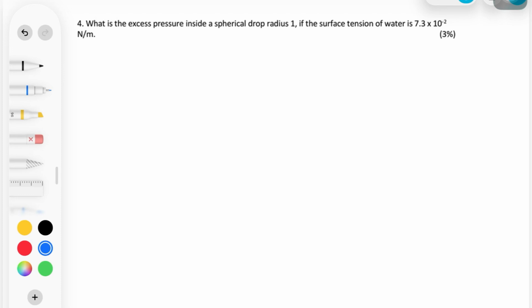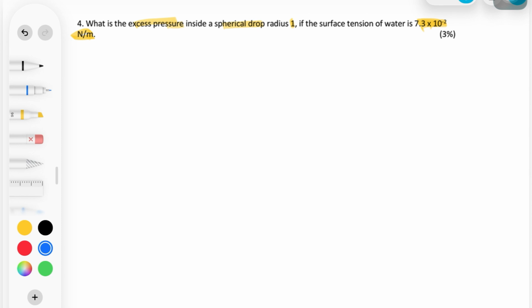Question number 4 is a bit different. What they're asking is the excess pressure inside a centrifugal drop of radius 1, I think it's 1 centimeter. I don't think it will be 1 millimeter, but 1 centimeter. So how are we going to find it? The surface tension of water is given, so we know we need to use the formula for surface tension.